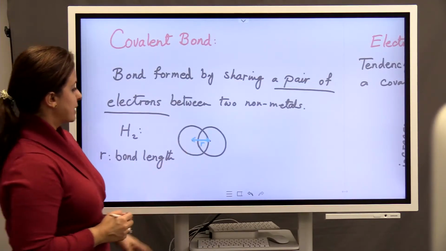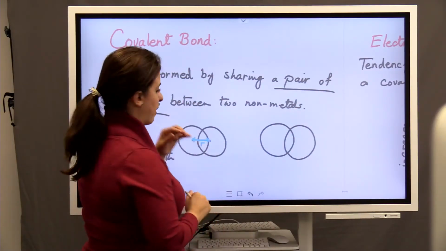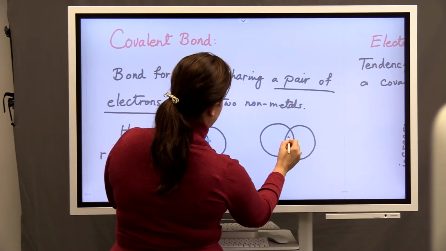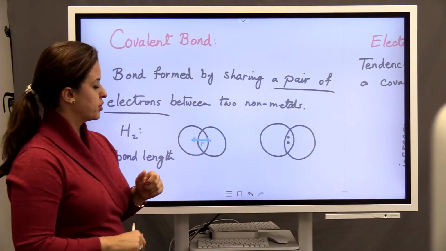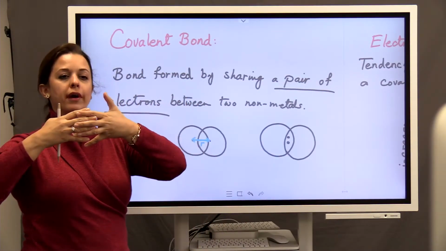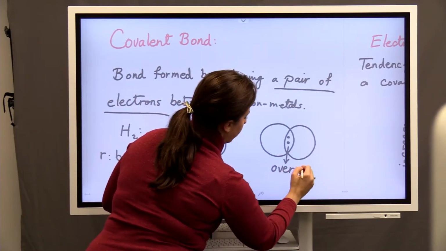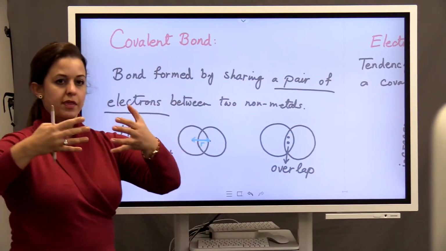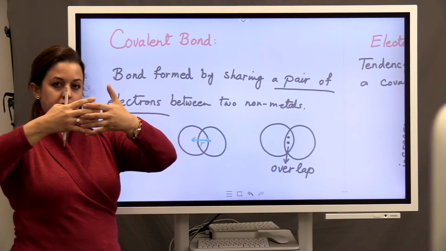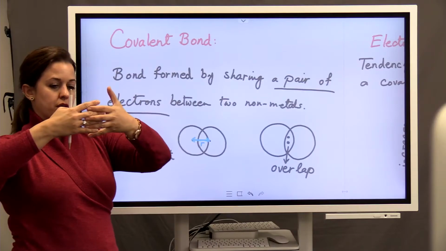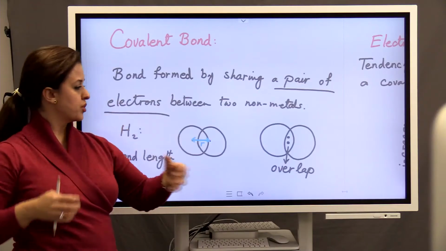So let's say these are two random atoms, whatever you want to imagine. The electrons will be shared in this region. So the two atoms, we call it overlap. This is the overlap area. Overlap means they cover each other. The atoms start getting closer to each other. The energy decreases until they cover each other and they will form a place for shared electrons.